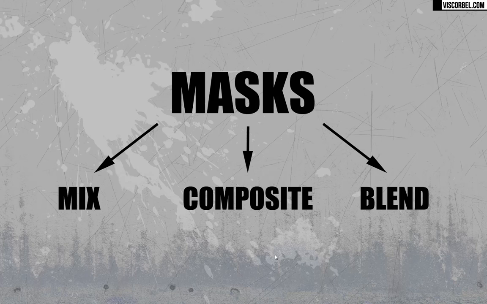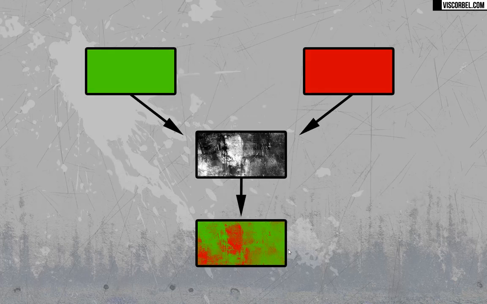Now let's talk about masks. And these are black and white patterns that are used with mix maps, composite maps, and V-Ray blend materials. And masks are very important in my workflow. So basically what we do is we use a pattern to blend together two colors, maps, or materials. So here's an example of blending together two colors, green and red, using this black and white image as a mask. And this is the final result.